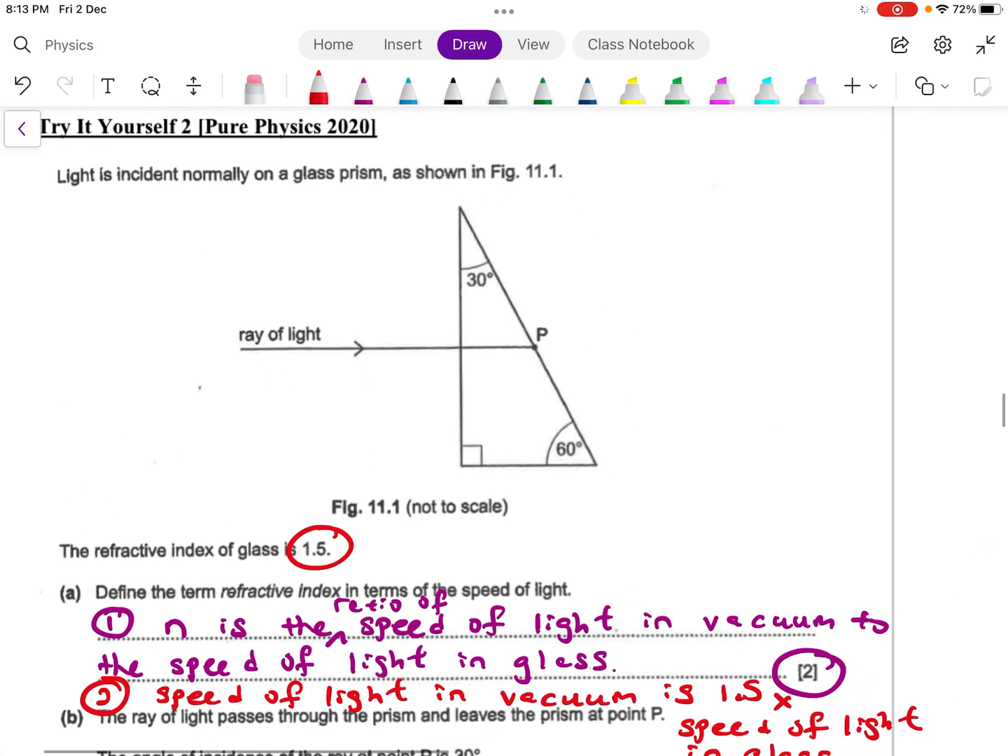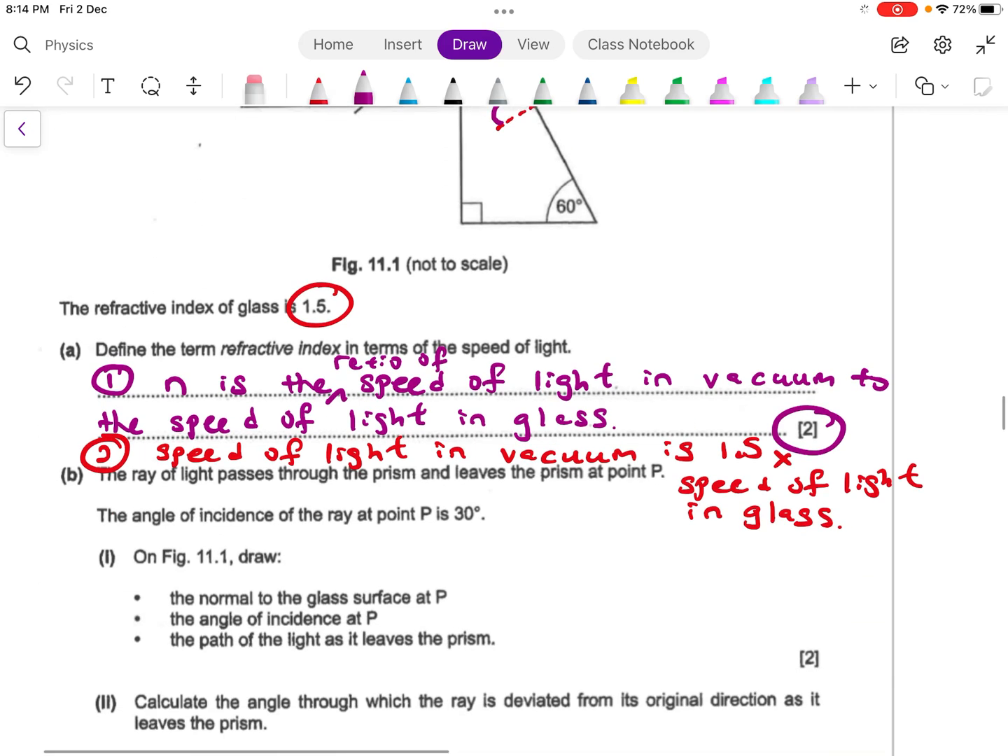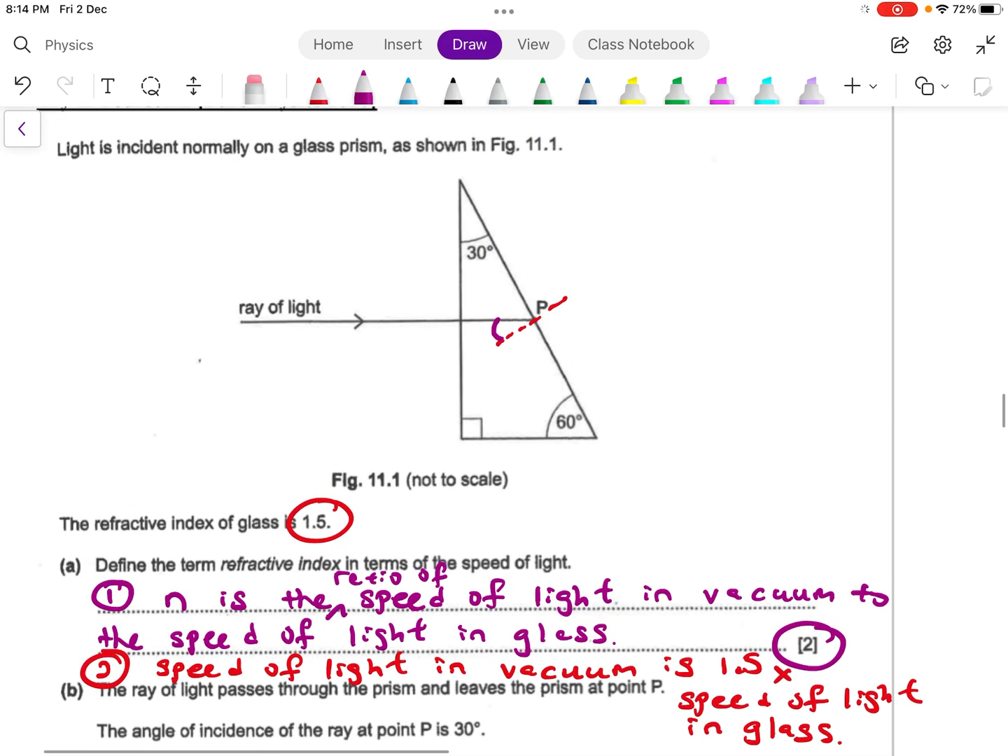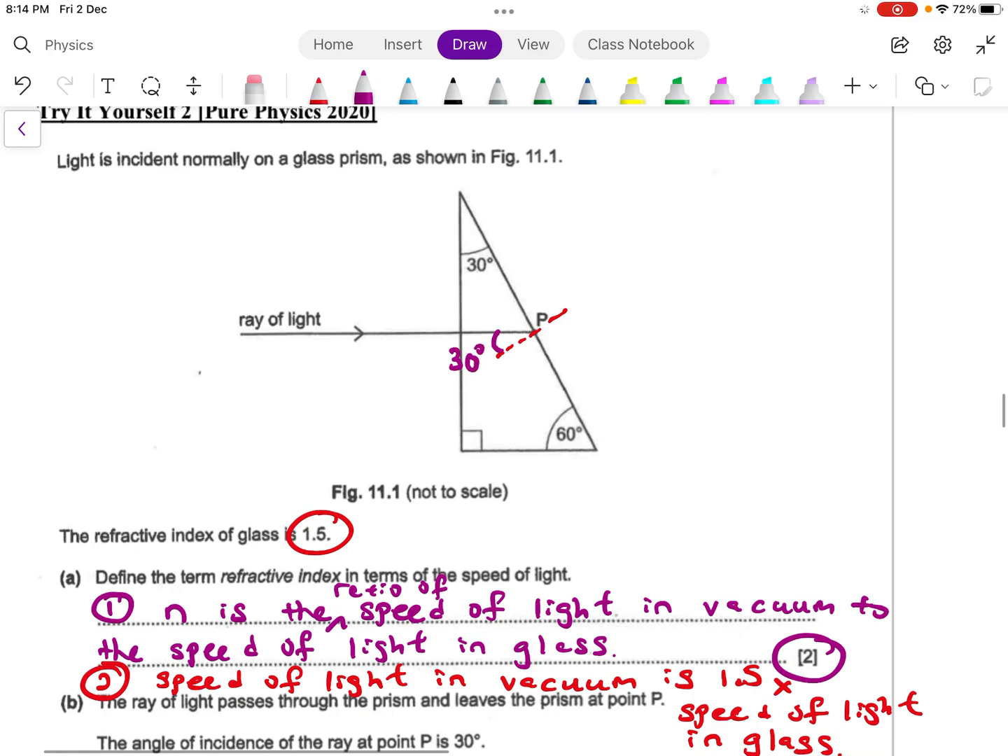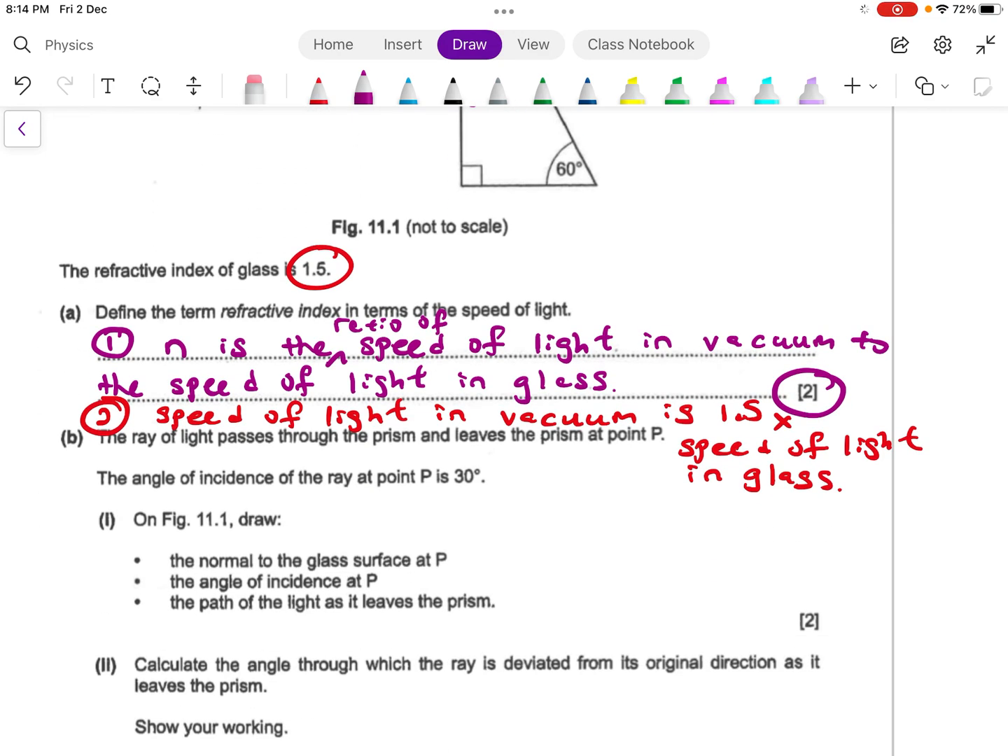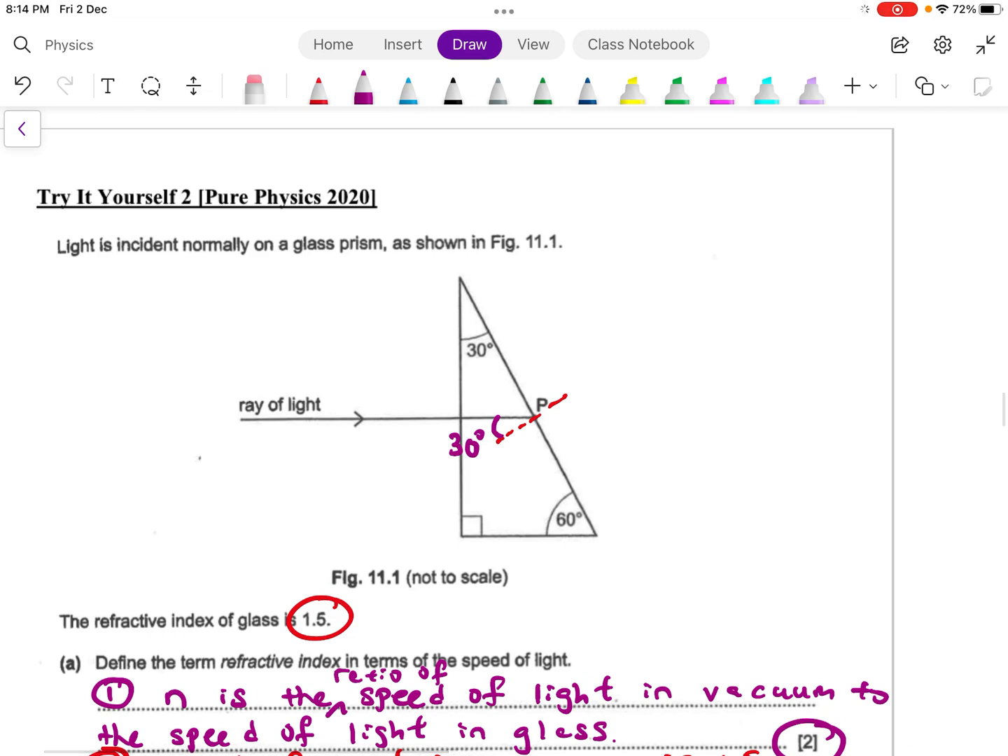Okay, so let's draw. You draw the normal here, just make sure it's roughly 90 degrees. After that, you draw the angle of incidence. For this, just relax on the assumption that the angle of incidence is always in the less dense medium. So I just draw here; the angle of incidence is roughly 30 degrees. Then the path of light as it leaves the prism, you just have to bend away from the normal. So that is already 2 marks.